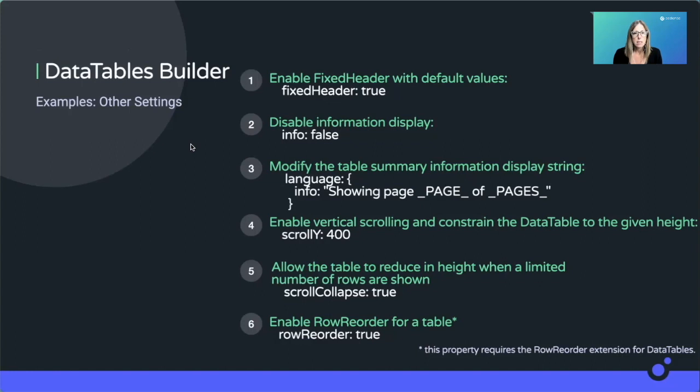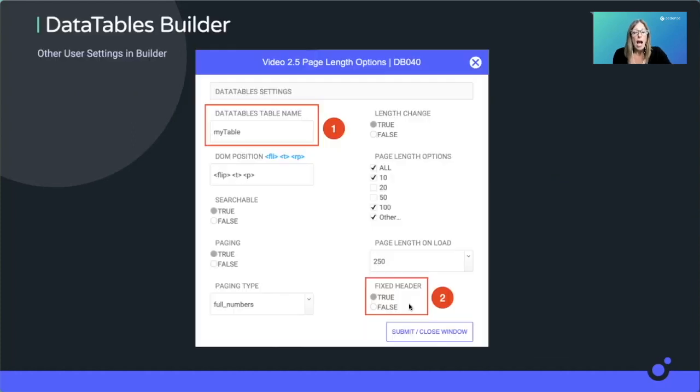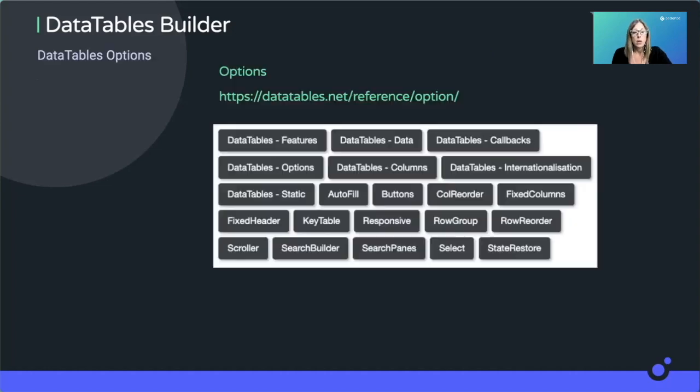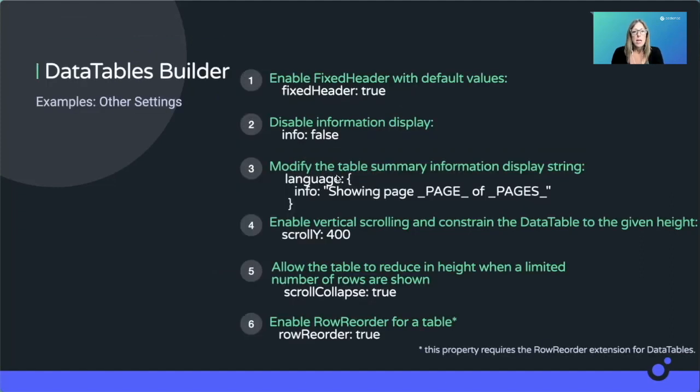When we get to the demo, we're going to go through these examples here, but I'll quickly go through what I mean. So an example is we want to enable the fixed header with default values. I've already done that. That is the exact same thing I'll show you here, is I've enabled the fixed headers and I've set it to true. So I wanted to point out that is a feature that we can certainly do, but I added it in addition to the normal out of the box standard stuff. All right. And then here's another option, disable the information display.